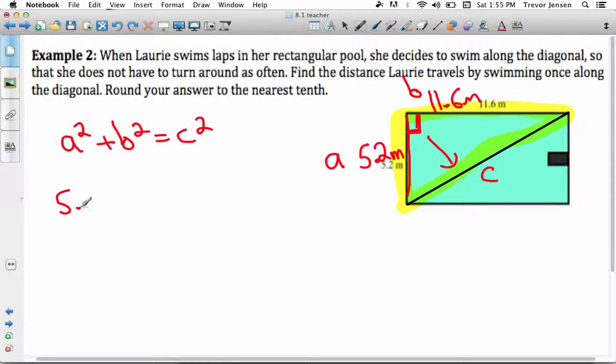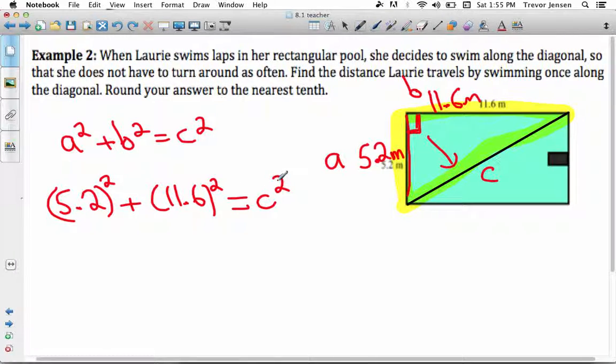So I have 5.2 squared plus my B value is 11.6, so plus 11.6 squared. I know that's equal to C squared. I don't know C. That's what I'm going to solve for, because C is the diagonal, and that's what it's asking me to find, the length of the diagonal. So, once again, do 5.2 squared plus 11.6 squared. Last time we did that all at once using the calculator. Now let's do this one step by step.